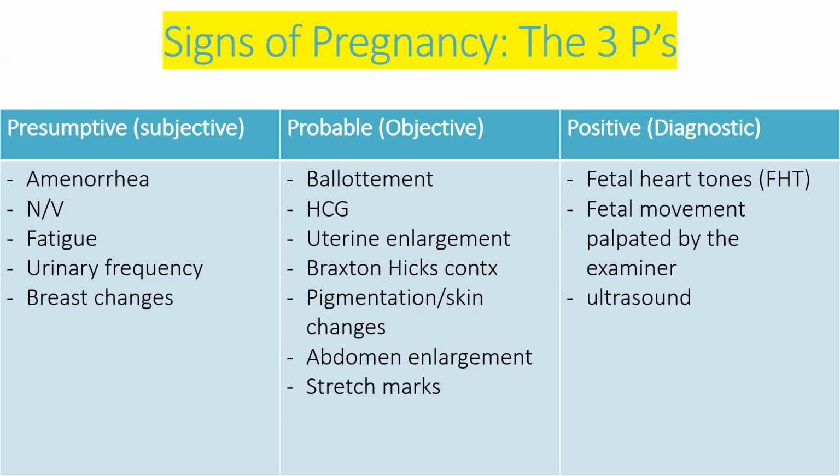So really just if you look at it in a diagram this way, it's very easy to go on that. With probable, ballottement is a technique of an examiner's finger tapping against the uterus through the vagina to cause the fetus to bounce within the amniotic fluid and feeling it rebound quickly. And then, of course, below that is the Braxton Hicks contractions. These are irregular and usually painless contractions that come and go.